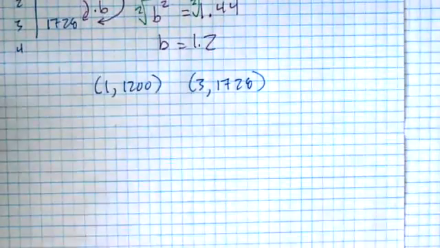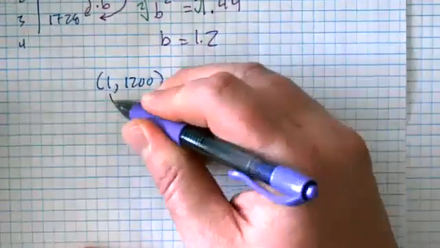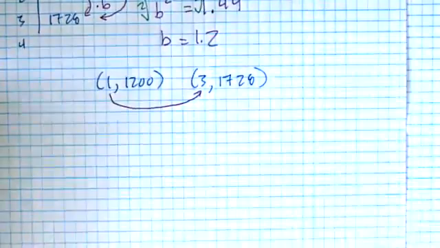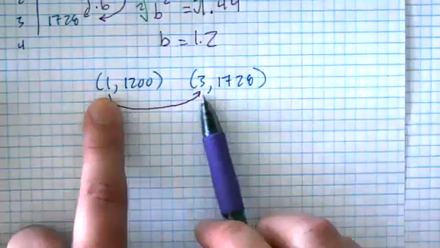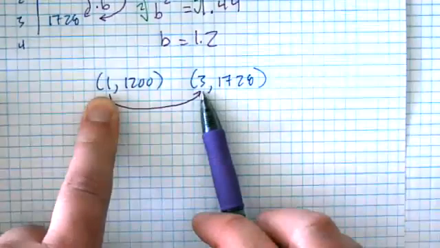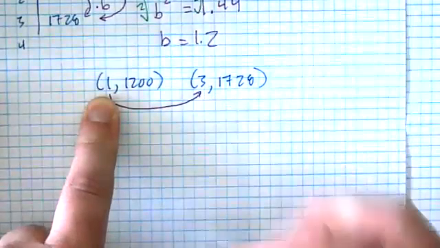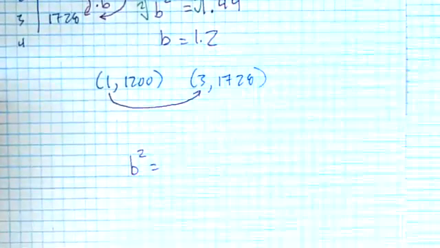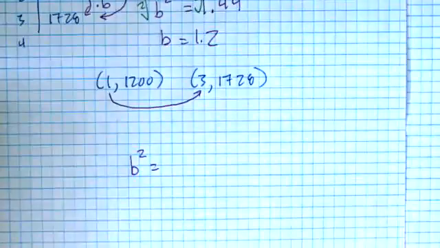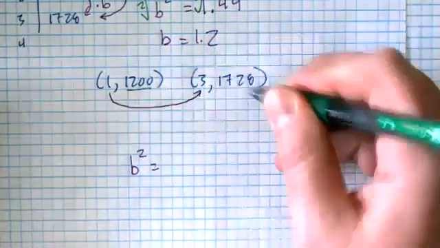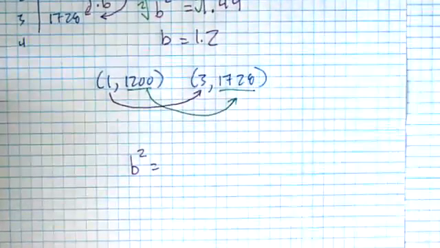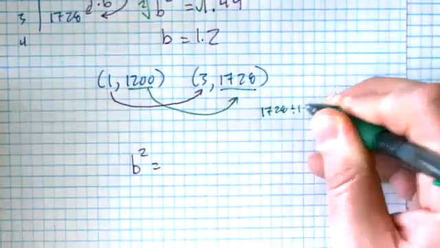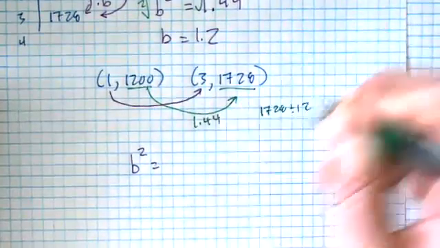When I look at this original problem, when I look at these numbers, I can tell you right away how many steps it's going to take me to get from that first point to that second point. The first point has an x value of 1, second point has an x value of 2. That's 2 steps, agreed? That means I'm going to have to multiply B by B twice to get from 1200 to 1728. Then I would figure out what's my multiplier to get me from 1200 to 1728. So I type into my calculator 1728 divided by 1200, and that would give me my 1.44.